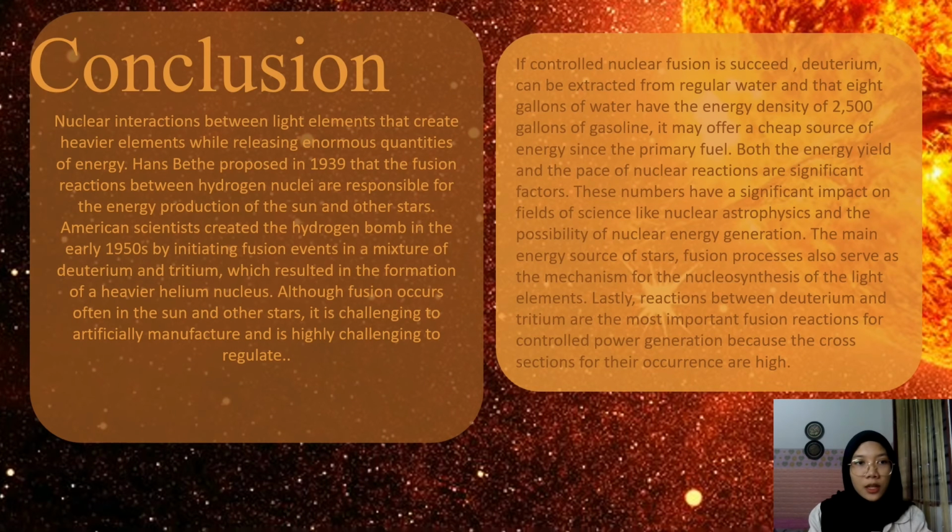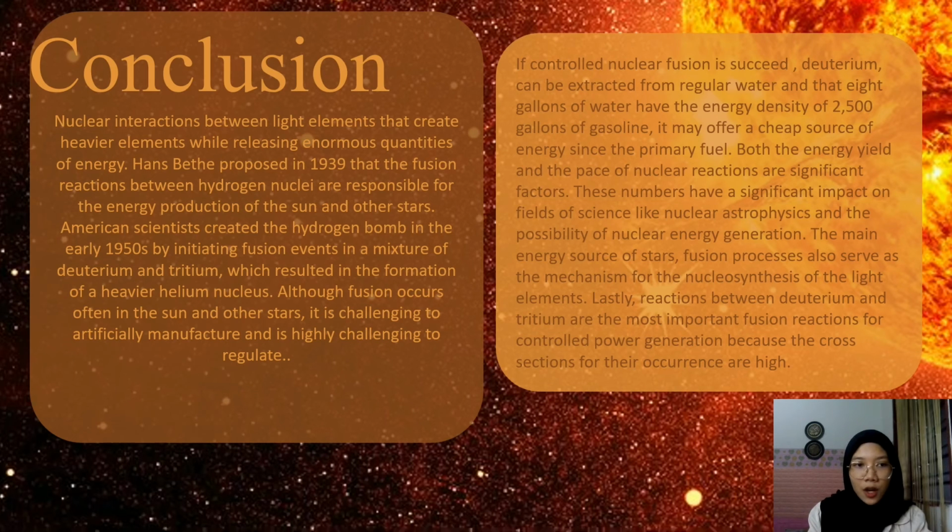For the conclusion, nuclear interactions between light elements that create heavier elements release enormous quantities of energy. Hans Bethe proposed in 1939 that the fusion reaction between hydrogen nuclei is responsible for the energy production of the sun and other stars. American scientists created the hydrogen bomb in the early 1950s by initiating a fusion event in a mix of deuterium and tritium, which resulted in the formation of a heavier helium nucleus.